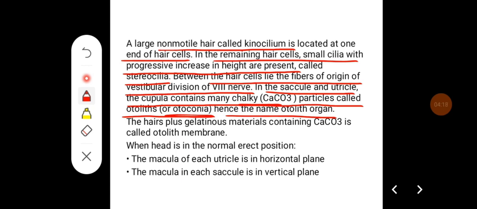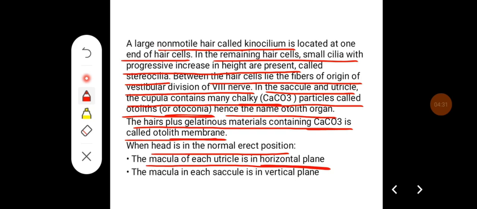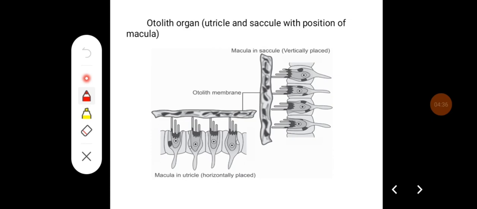The hair cells plus the gelatinous material containing calcium carbonate are called the otolith organ. When the head is in the normal erect position, the macula of each utricle is in the horizontal plane, whereas the macula of each saccule is in the vertical plane. So here you can see the otolith organs when standing in a resting position: the saccule maculae are placed vertically, and the utricle maculae are placed horizontally.